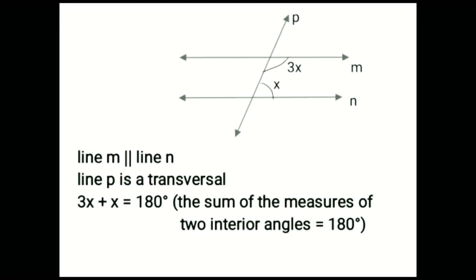Now 3x plus x you have to add. First one is given as a number with variable, that is 3x, and the second one is given without a number, only x. If you don't have any number, only the variable is there, you have to take it as 1, that is 3x plus 1x. How much does it become? 4x is equal to 180 degree. Now you have to divide 180 degree by 4 and then you will find the value of x. After dividing 180 by 4, you will get the value of x.